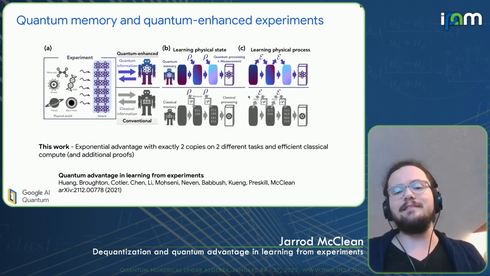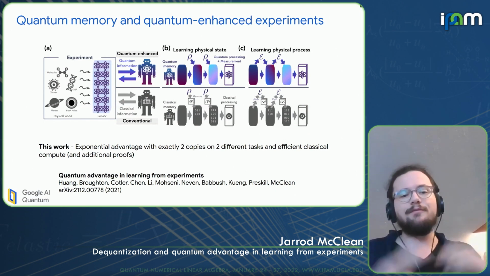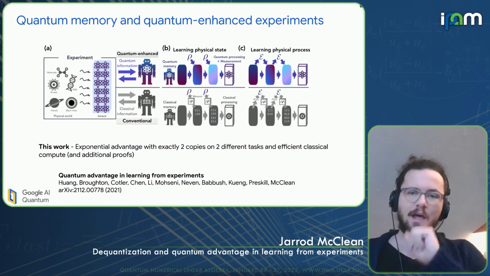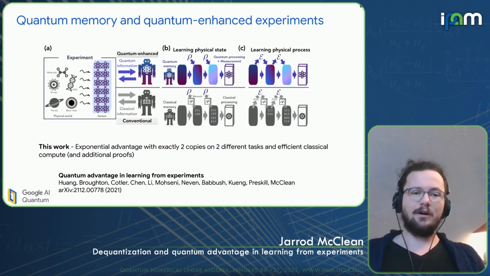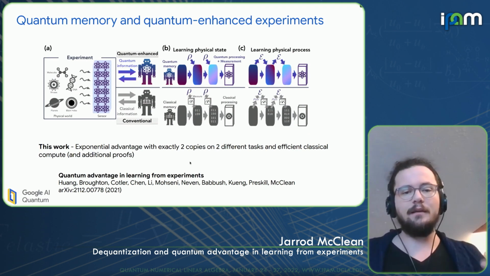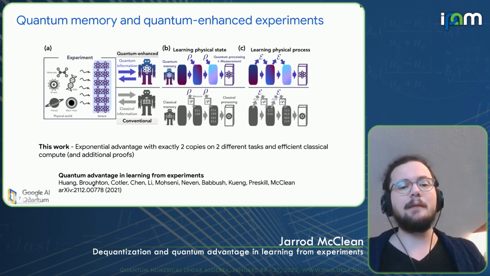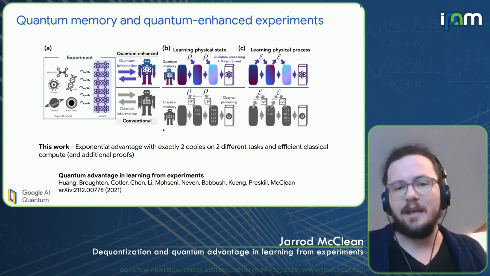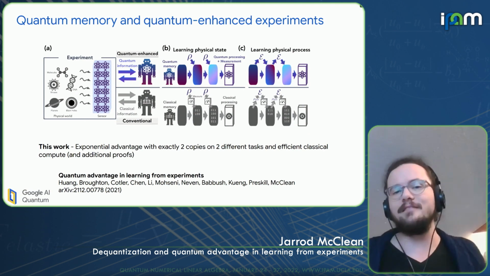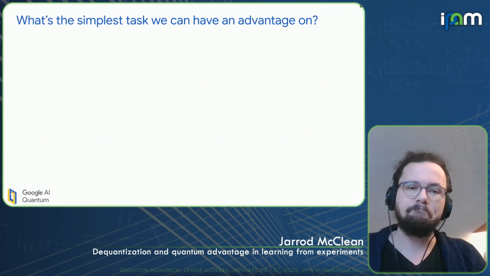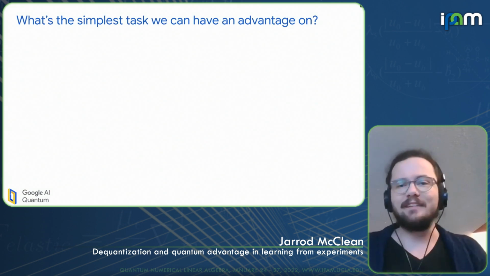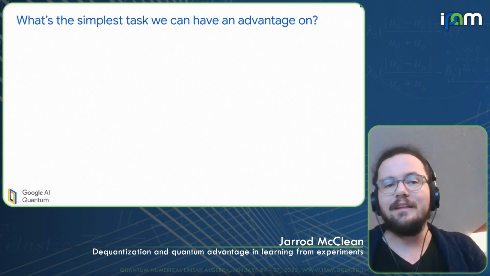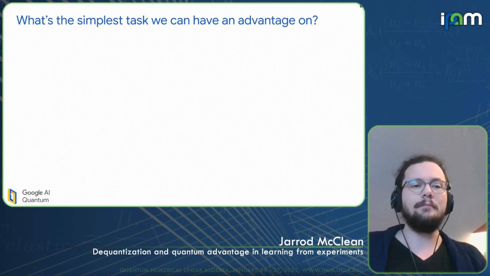And what we do in this particular work is we find an exponential advantage in this setting where you can keep at least one copy around on two different tasks. And our interest in going differently from the last two papers is to break it down into the simplest task possible, with many co-authors from those papers, so we can understand the essence of where these separations come from. So what is the simplest task we can have an advantage on? Perhaps one could find one even simpler, but this is going to be a pretty easy one.